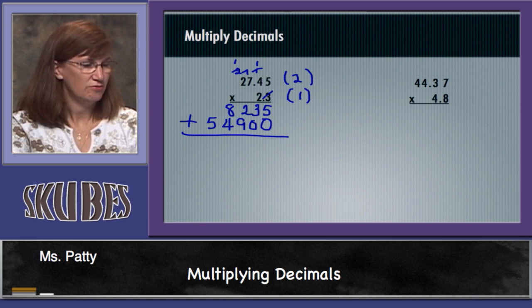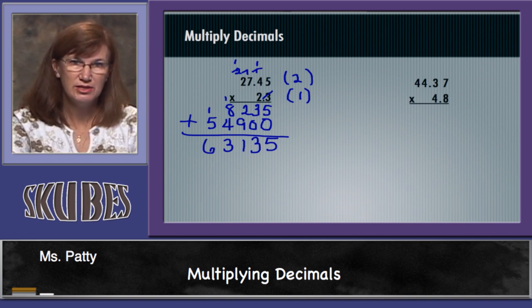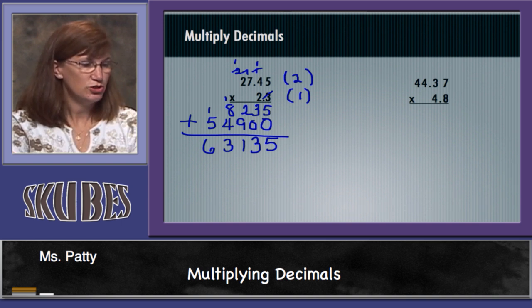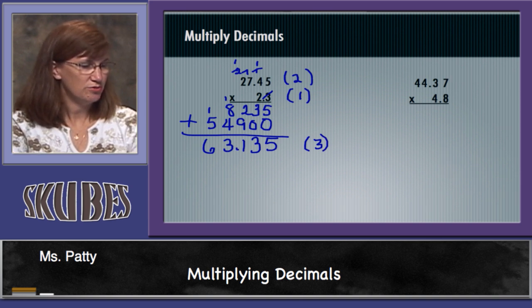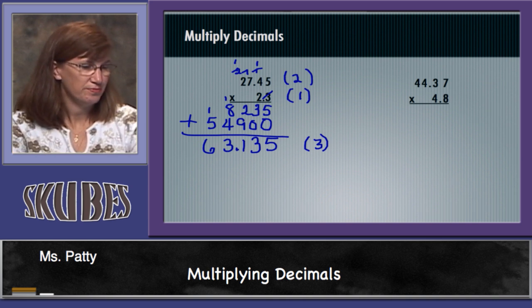Now we add. 5 plus 0 is 5. 3 plus 0 is 3. 2 plus 9 is 11. 1 plus 8 is 9. Plus 4 is 13. 1 plus 5 is 6. Now we go back and count the numbers that were behind the decimal in our factors. There were 2 plus 1. That's 3. So go over 3 places, put your decimal. We have 63 and 135 thousandths.